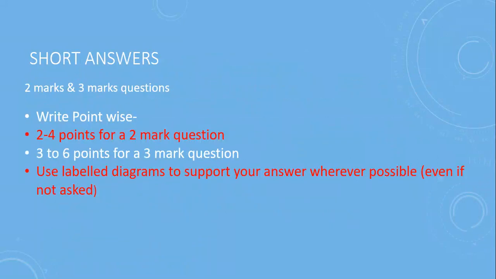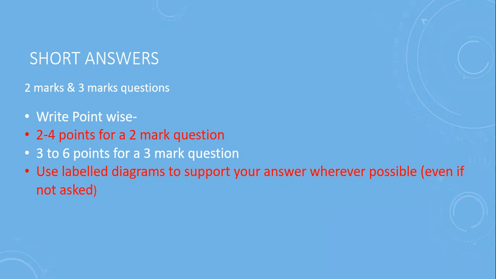Now what are short answer questions? It could be in section B, 2-mark questions, and section C, 3-mark questions. How do you attempt these questions? Write point-wise instead of paragraphs, because when you write in paragraphs, the key points could be missed out. Write point-wise with short phrases, which is enough, so that at least 2 to 4 points for a 2-mark question, depending on what the question is. And for a 3-mark question, 3 to 6 points. Use labelled diagrams to support your answer wherever possible, in the sense, even if it is not asked in the question.